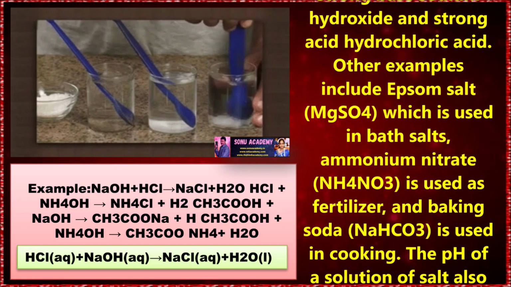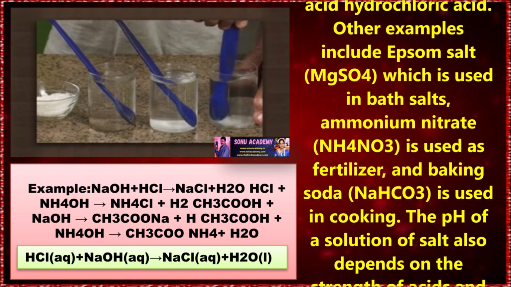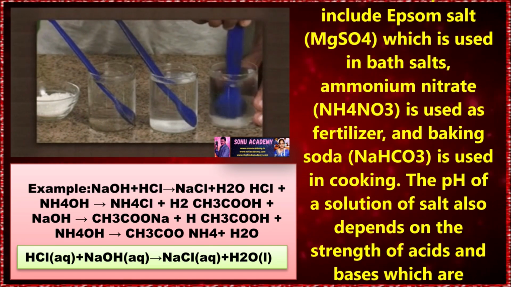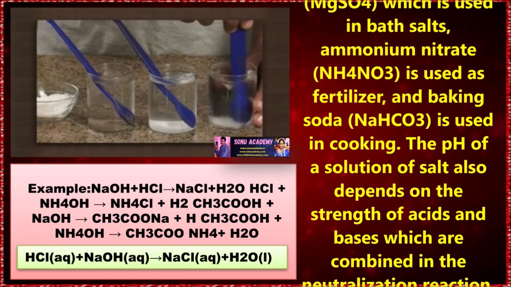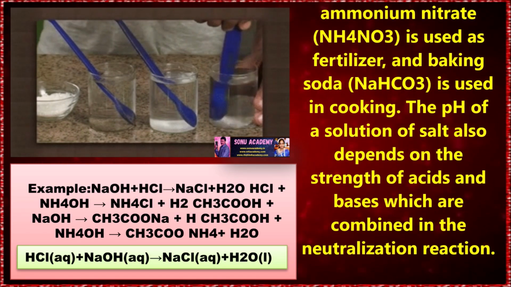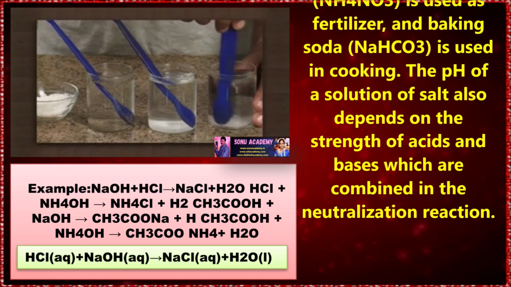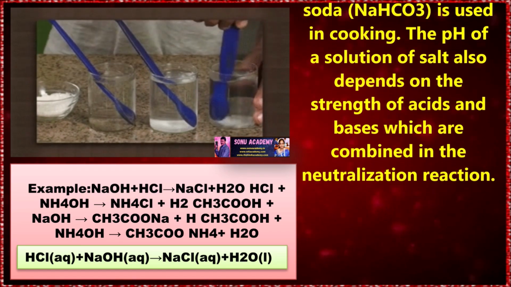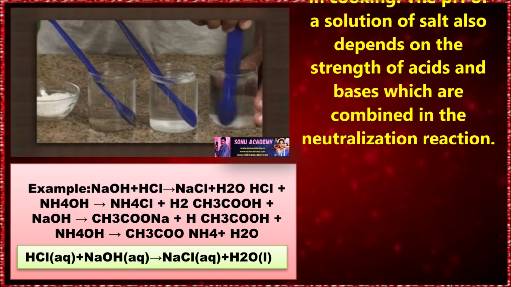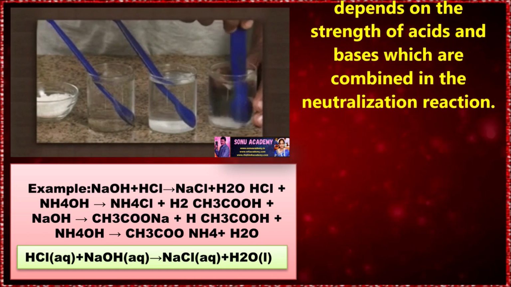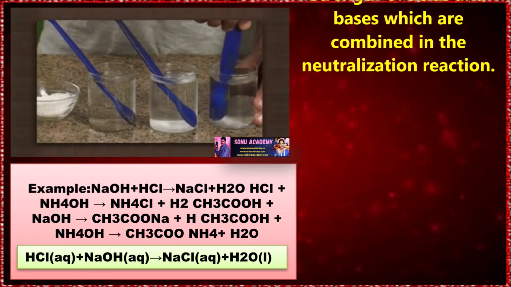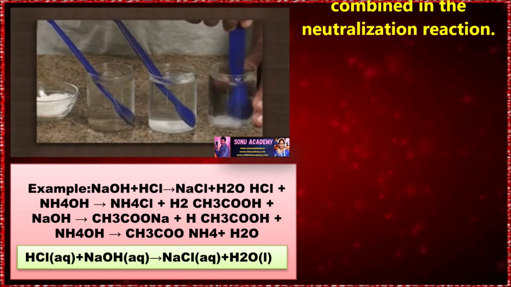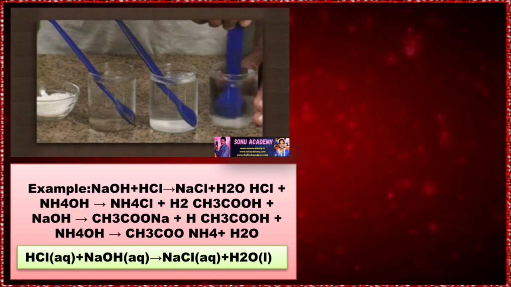The most well-known or common salt is sodium chloride or table salt, which is formed by the combination of a strong base, sodium hydroxide, and a strong acid, hydrochloric acid. Other examples include Epsom salt, MgSO4, which is used in bath salts. Ammonium nitrate is used as fertilizer. Baking soda is used in cooking. The pH of a salt solution also depends on the strength of the acids and bases which are combined in the neutralization reaction.